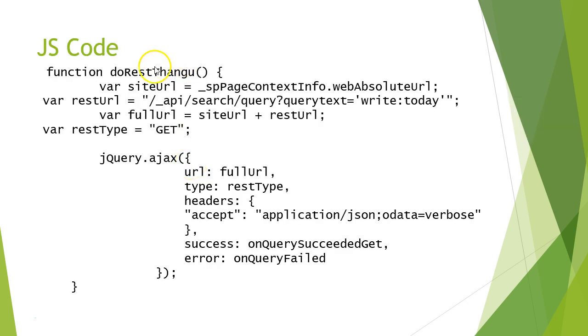Now we need to look at the logic. So for any REST API, this is the jQuery code, jQuery.ajax. You have to pass the URL.